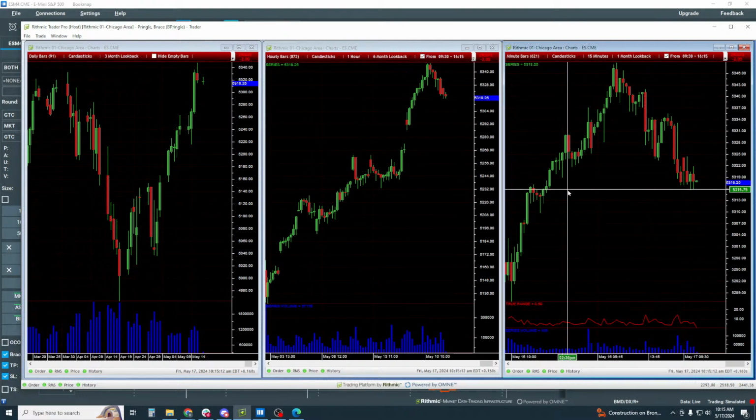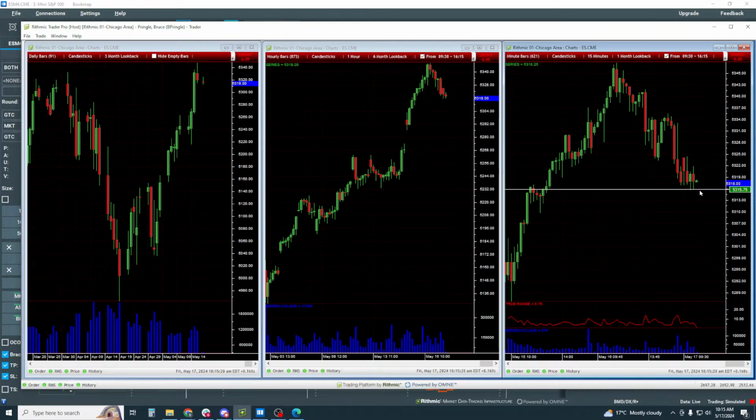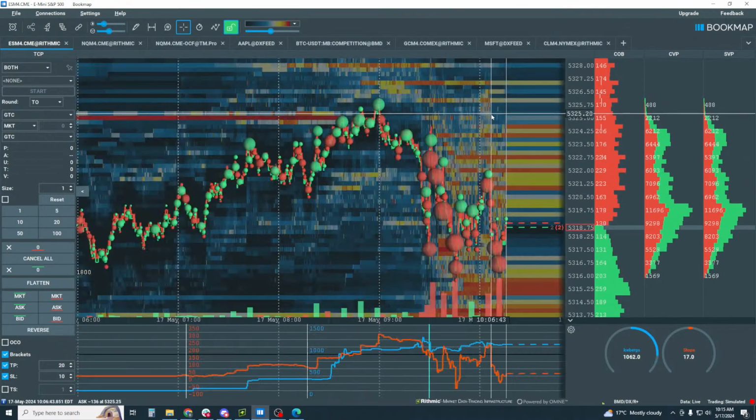All right, so maybe we won't get down into that 15 level and retest it. We need to see a lot of selling coming in if that's going to be the case. Okay, and then maybe we can come down to this 09 level down here, or 10, somewhere around there, and test that area. Okay, so now let's jump over into Bookmap and let's see what's going on.